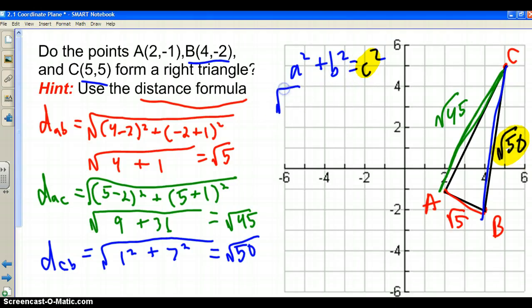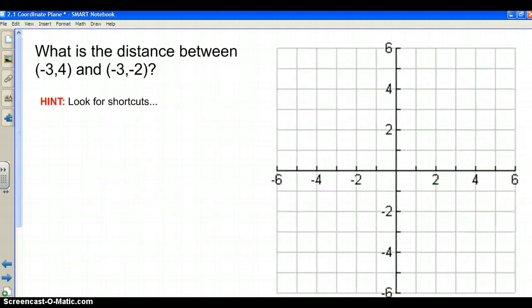So I'll put these interchangeably at A and B there. Square root of 45 squared plus square root of 5 squared equals square root of 50 squared. And that statement is true. 45 plus 5 is 50, and so that works. So we proved it was a right triangle.